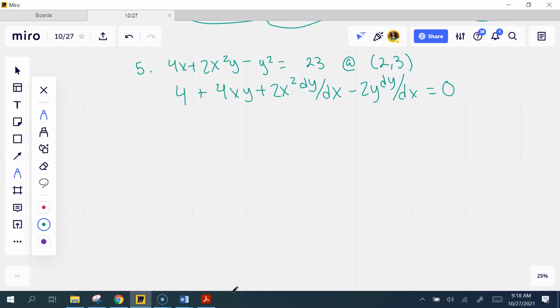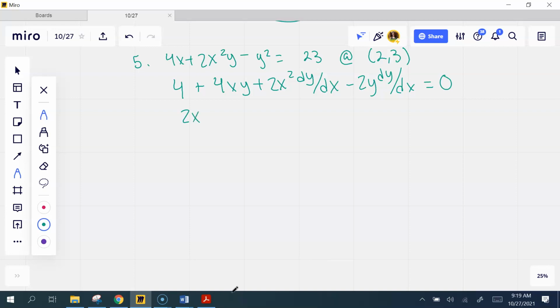So now you have to get the dy dx on one side, so it looks like this: 2x squared dy dx minus 2y dy dx equals negative 4xy minus 4. Now factor out the dy dx's.